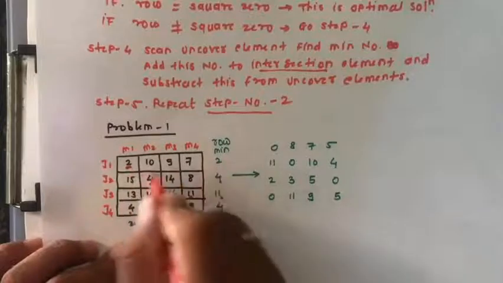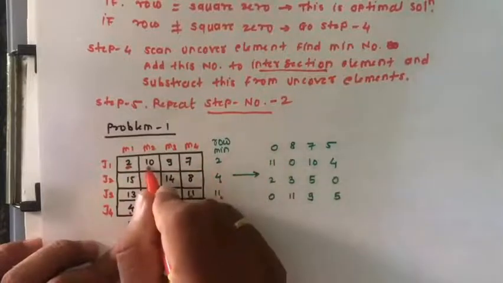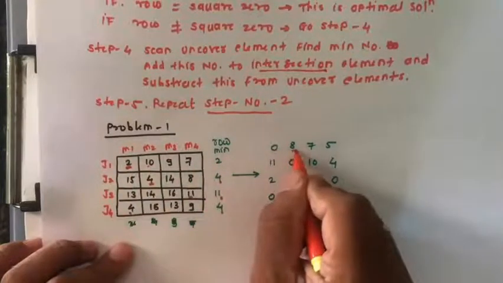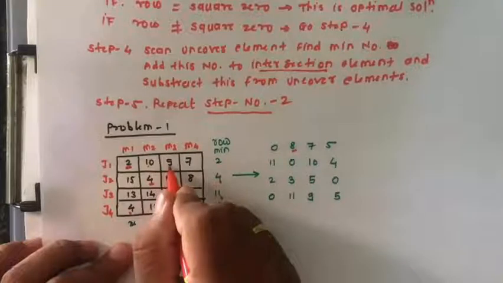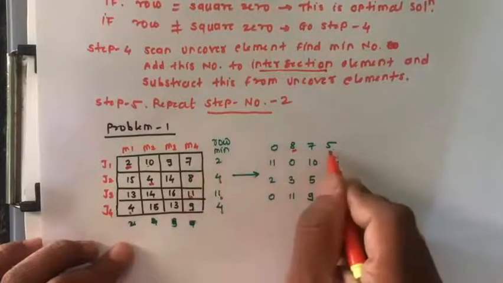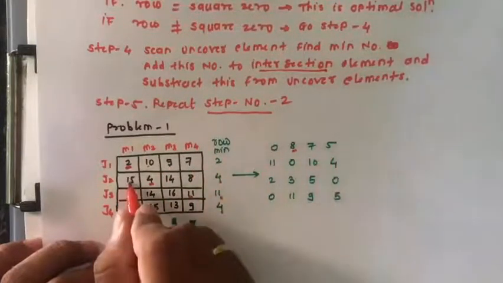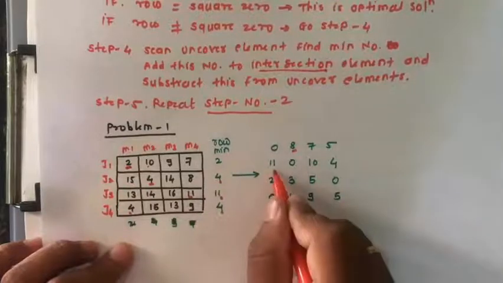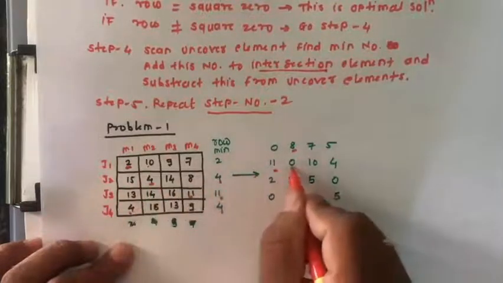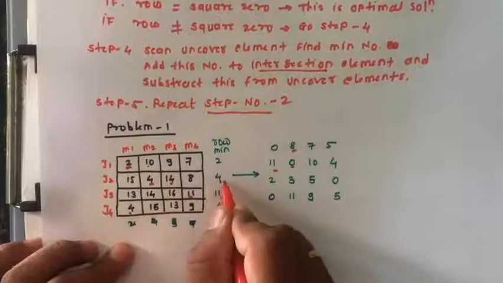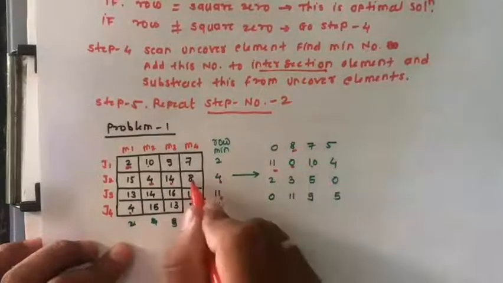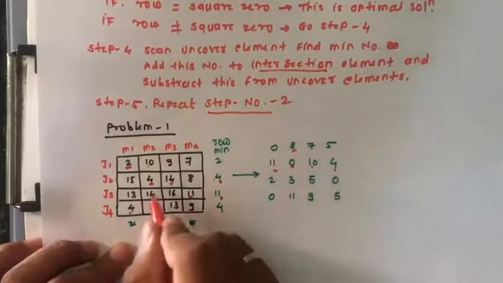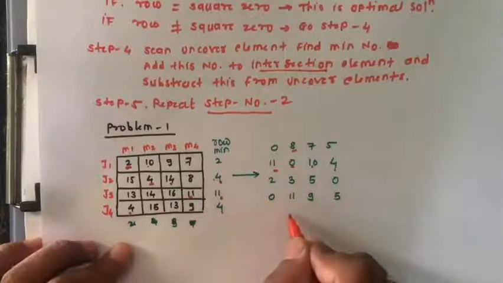So when we subtract, we get 0, then 10 minus 2 gives 8. After that, 9 minus 2 gives 7, and 7 minus 2 gives 5. Similarly, 15 minus 4 gives 11. After that, 4 minus 4 gives 0. After that, 14 minus 4 gives 10, and 8 minus 4 gives 4. Similarly, we do the same for the other rows.